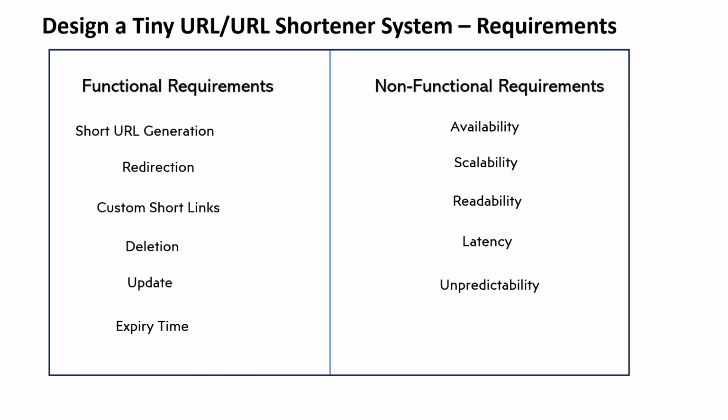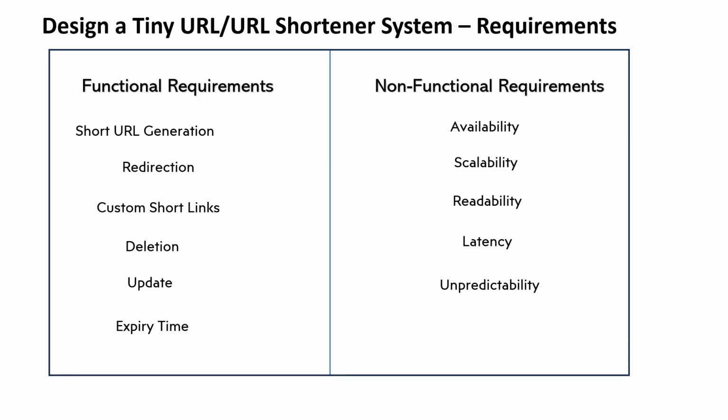Then we have to make sure that whatever URLs we are generating should be unpredictable, so nobody can guess what the next URL we are going to create will be. So we have to add some kind of randomness in our URL creation. These are some requirements which we have to first jot down and also discuss with the interviewer, and then proceed further.